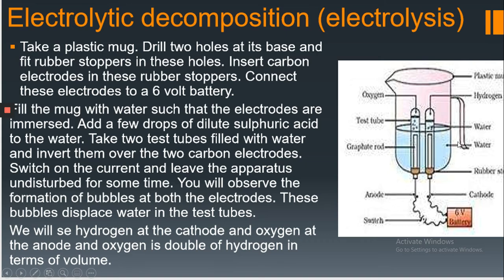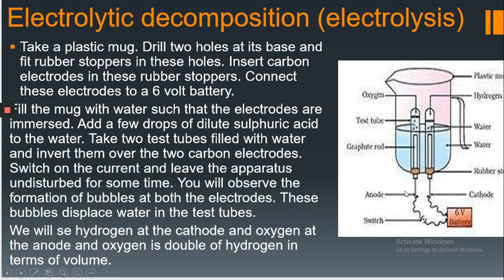This is a beaker. Drill 2 holes in the base of the beaker and make it tight by using rubber stoppers. Okay. Now insert carbon electrodes in these rubber stoppers and connect this setup with a 6-volt battery. Now take a test tube filled with water and put this test tube in an inverted manner over the carbon electrodes. Now switch on the current and leave the apparatus undisturbed for some time.